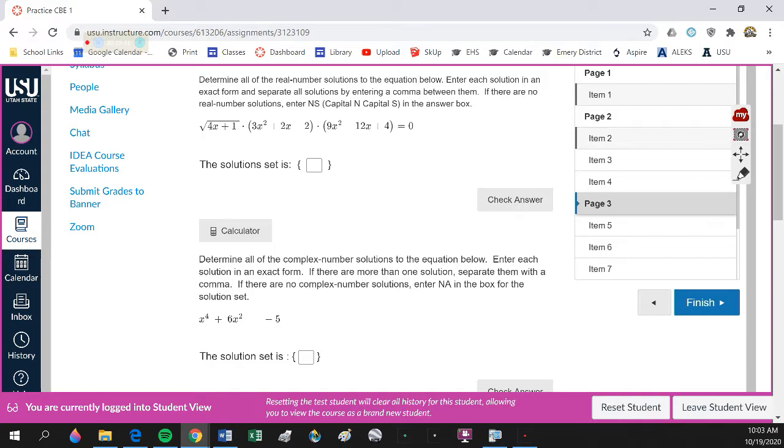Okay, determine all of the real number solutions to the equation below. Enter each solution in exact form, separated by commas. What does it mean, exact form? No decimals that go on outside the page, right? So if you have to use the quadratic formula and the answer has square roots in it, leave it in square root form.